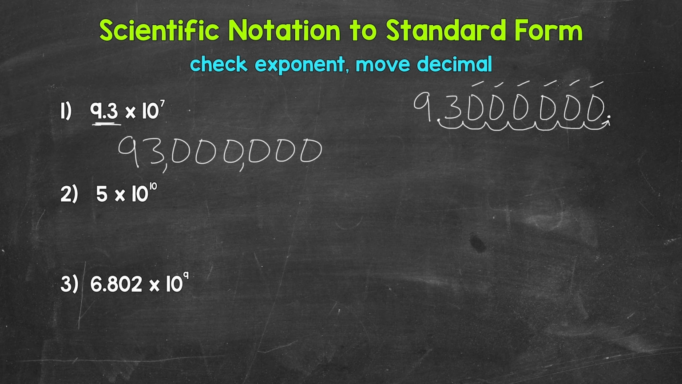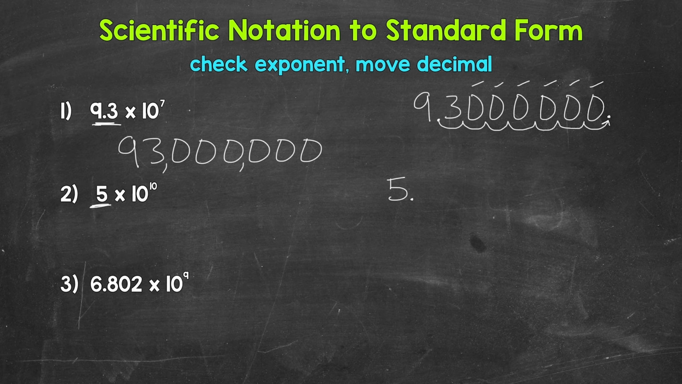So all we need to do here is check the exponent and move the decimal. Let's move on to number 2, where we have 5 times 10 to the 10th power. So let's write 5 off to the side. And the decimal comes after a whole number, after the ones place. So the decimal is right here, and we need to move it. Well, our exponent is 10, a positive 10. 5 is increasing in value here, so we have a large number.